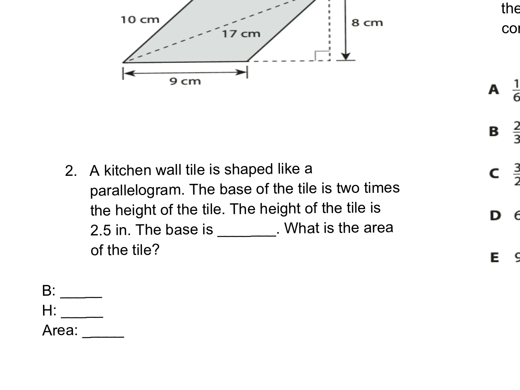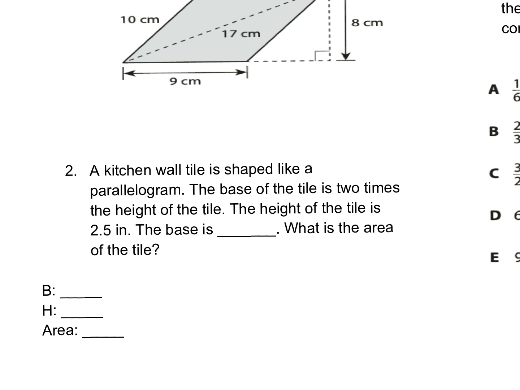This is lesson 1 quiz, problem 2. Be sure to show all the steps in solving the problem and explain where you made your mistake. This problem says a kitchen wall tile is shaped like a parallelogram.